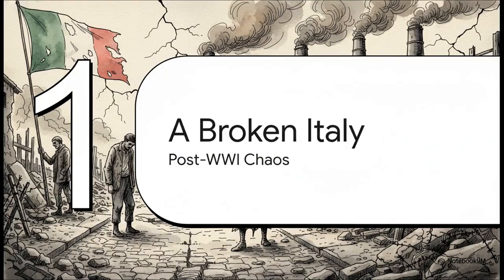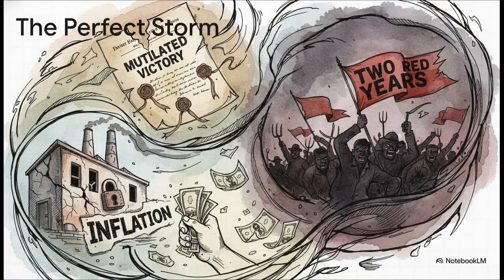Section 1. A broken Italy. Post-World War I chaos. Before any dictator can rise up, there's usually a massive crisis. And Italy in 1918, completely exhausted. It was a perfect storm of 3 huge problems.